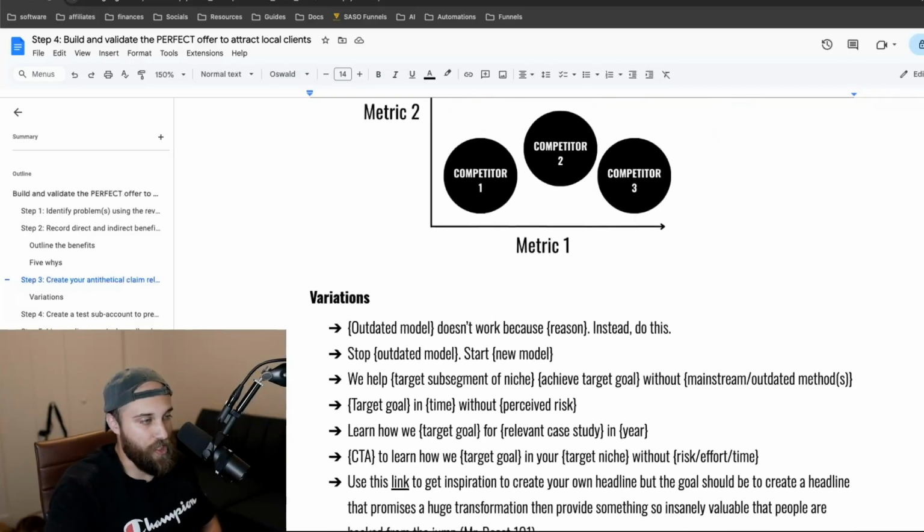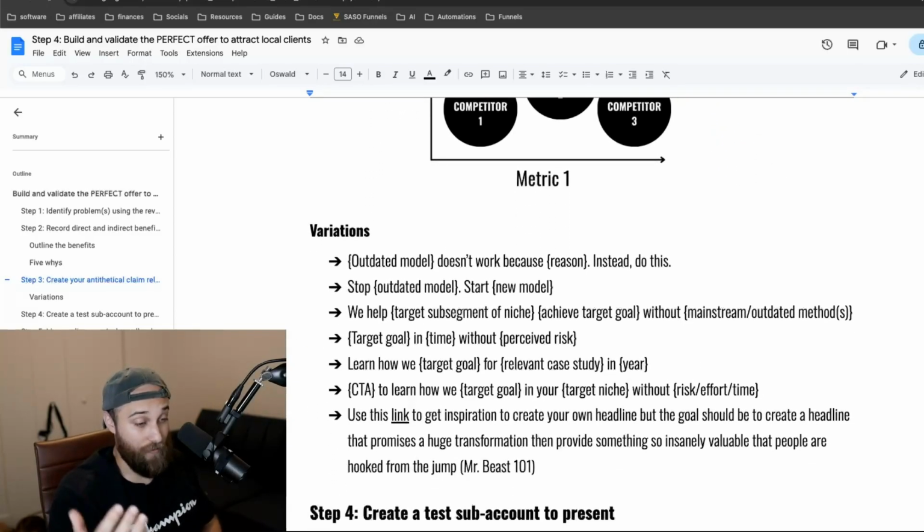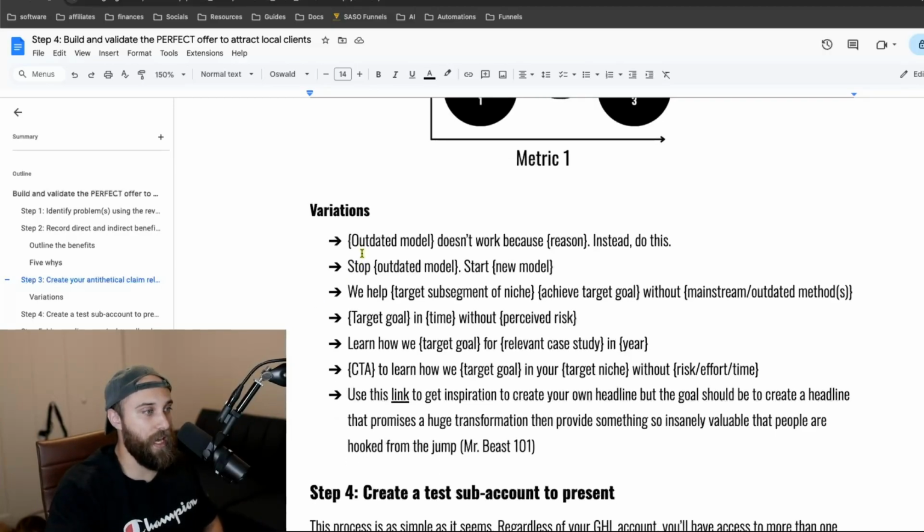So let's look at some variations to really have rubber meet the road. So you can say, hey, outdated model doesn't work. SEO doesn't work. Excuse me. SEO doesn't work because we don't need to rank across the United States.